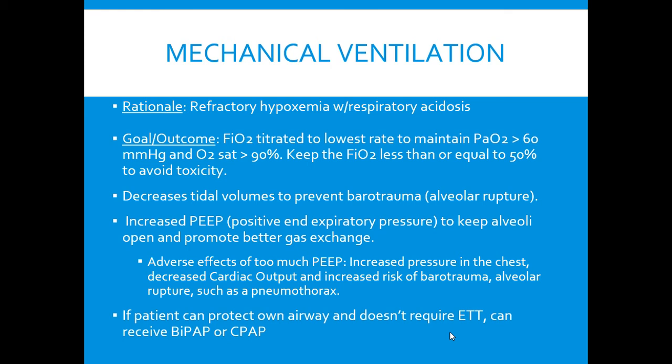So our goal for mechanical ventilation is we want an FiO2 titrated to the lowest rate to maintain a PaO2 greater than 60. And oxygen saturation, of course, we want greater than 90%. And then we also want to keep the patient's acid-base balance within the normal range. So remember, pH is 7.35 to 7.45, CO2 at 35 to 45, and then our O2 80 to 100. And that's with our ABGs. So the goal for mechanical ventilation is to keep the FiO2 less than or equal to 50% to avoid toxicity. All right.